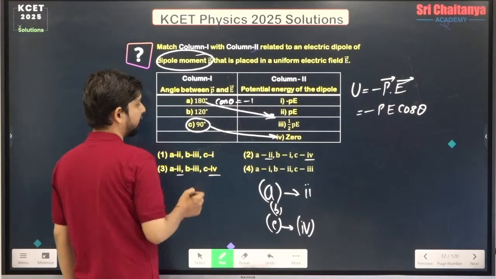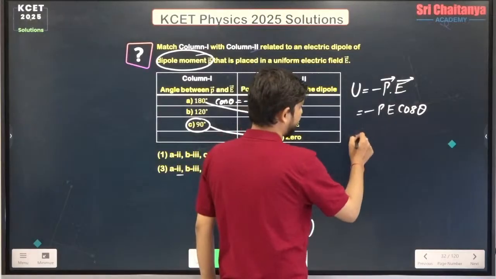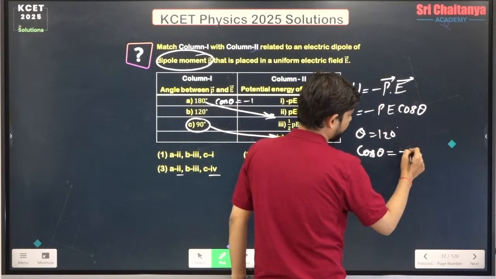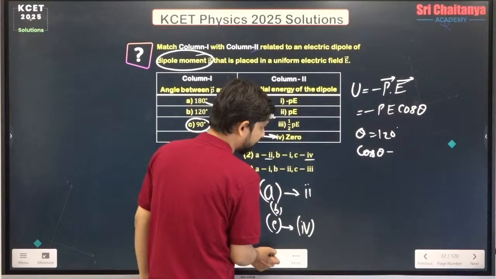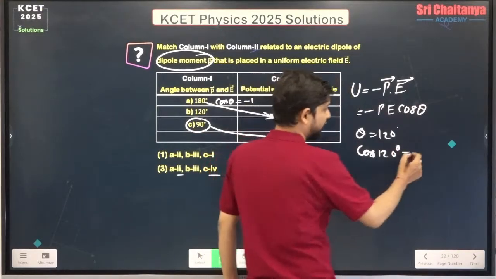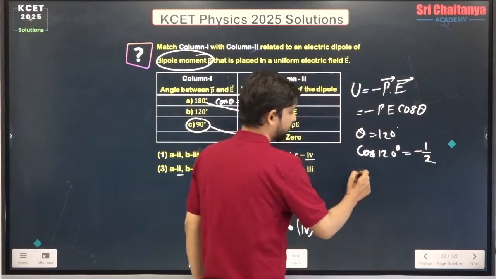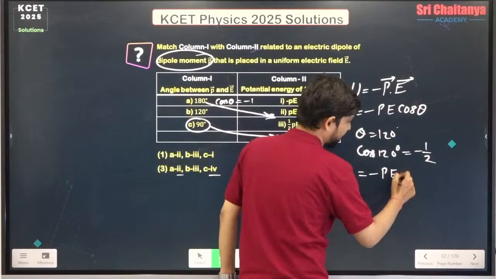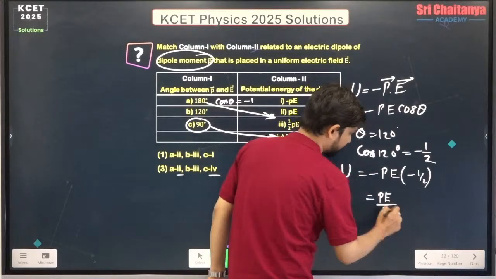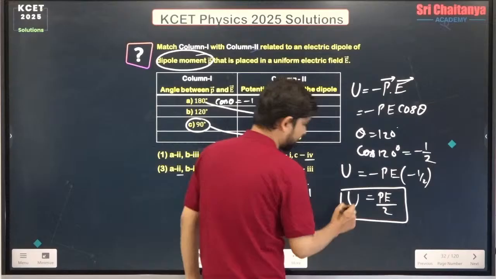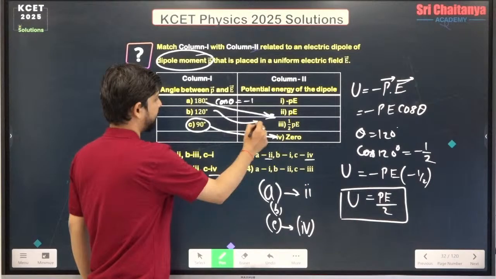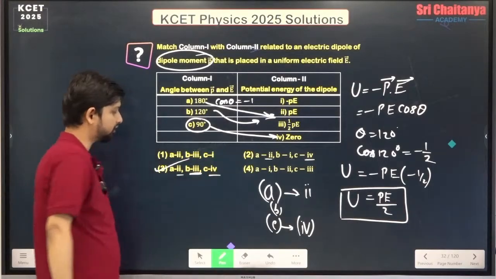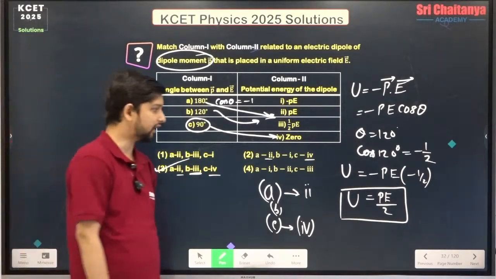So B is given as 120 degrees. Here, if theta is 120 degrees, cos theta means cos 120. I guess you know how to calculate the value of cos 120 degrees. It is going to be minus half. So if you put in the values, it is going to be minus PE times minus half, so it is going to be PE by 2. So the potential energy will be PE by 2. This will be our third option. So third will be the correct option for B, and this option will be our final answer.